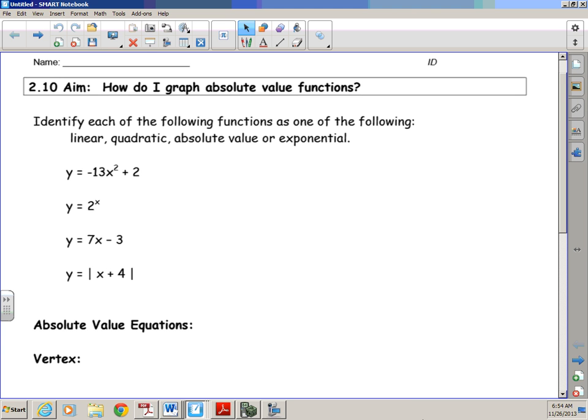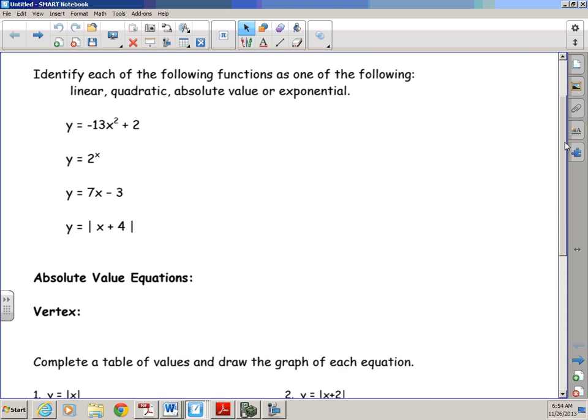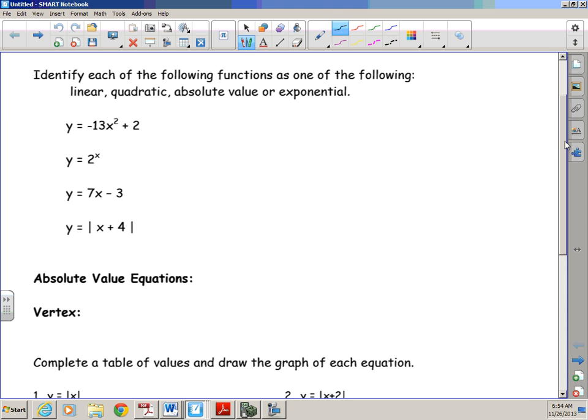The topic that we want to cover today is the graph of absolute value functions. Okay, so before getting into how we're going to do this, which is pretty straightforward and a lot of use of the calculator, we have four different equations here, and we want to determine which of them is linear, quadratic, absolute value, or exponential. It should be pretty clear.